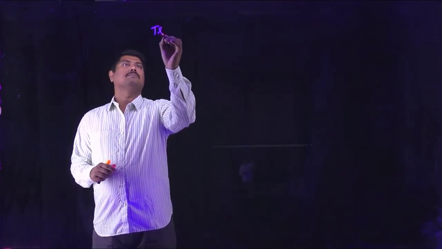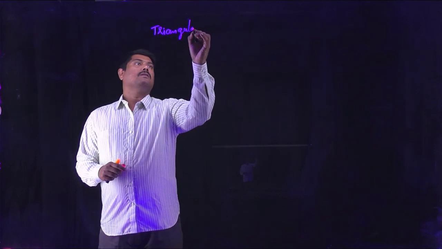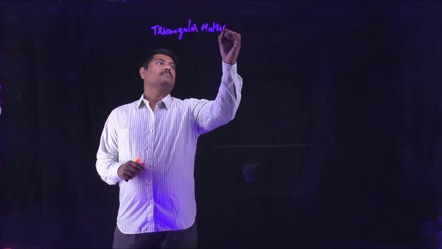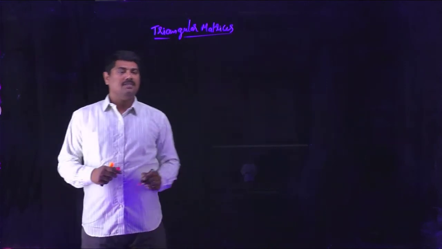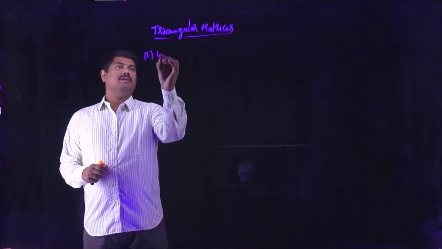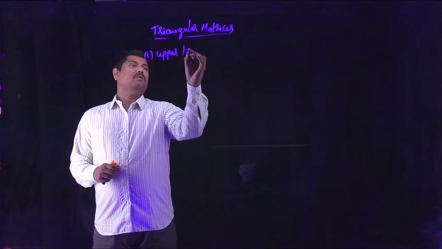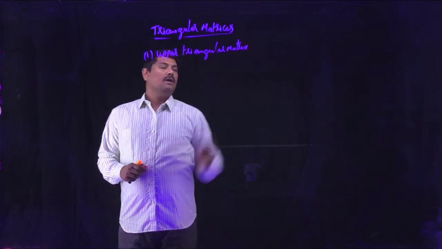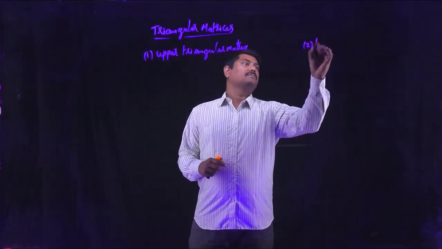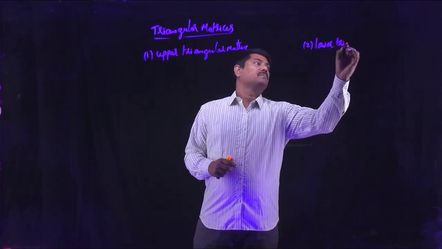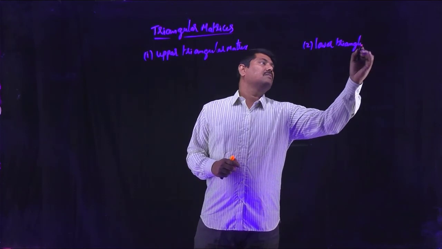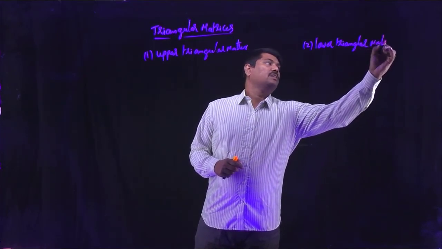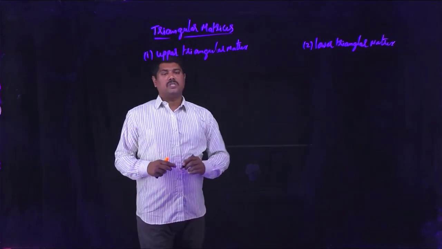Now let us discuss the definitions of triangular matrices. What are triangular matrices? We have two triangular matrices. One is the upper triangular matrix, and the second one is the lower triangular matrix.